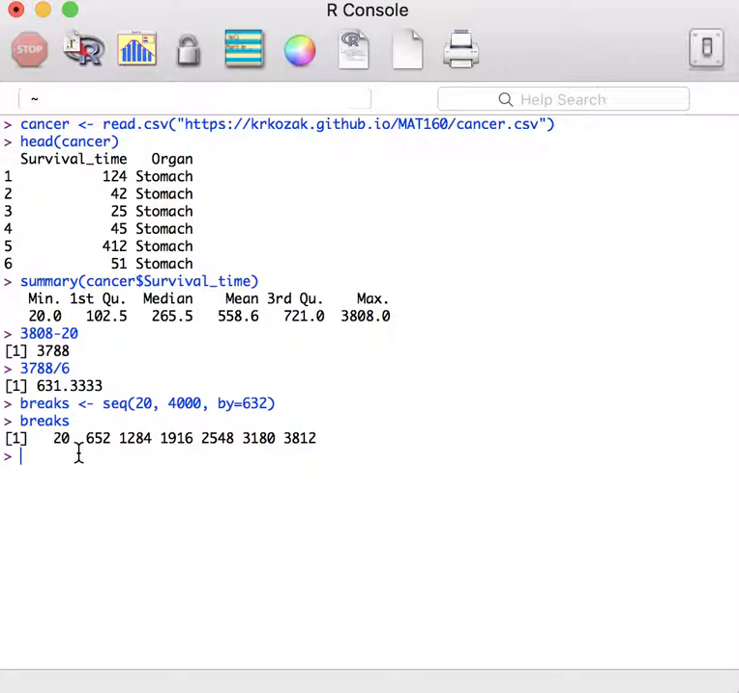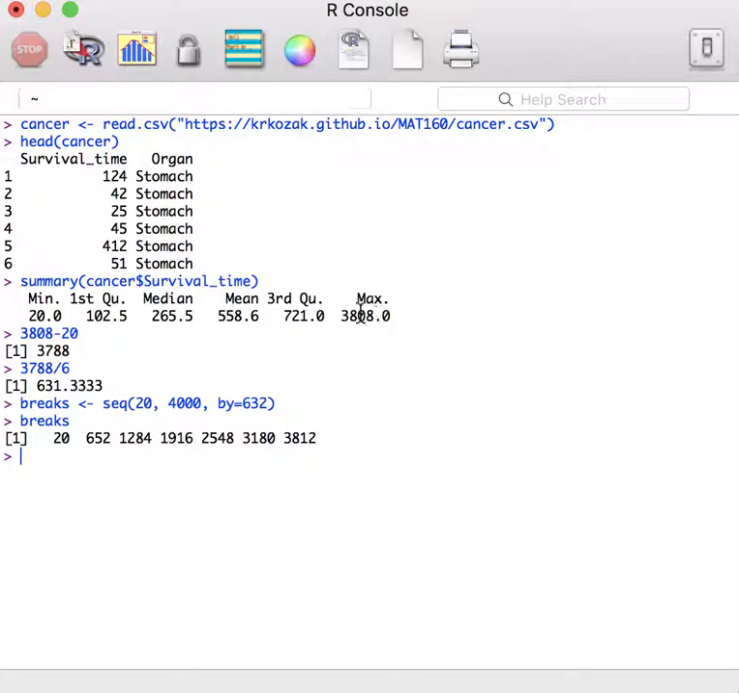So the first class or interval starts at 20 and goes up to, but not including, 652. The reason I say not including is that the next class or interval starts at 652, so I don't want it to be included in both. And this one goes from 652 up to, but not including, 1284. The next one goes from 1284 up to, but not including, 1916. The next one goes from 1916 up to, but not including, 2548. Then 2548 up to, but not including, 3180. The next one goes from 3180 up to, but not including, 3812.